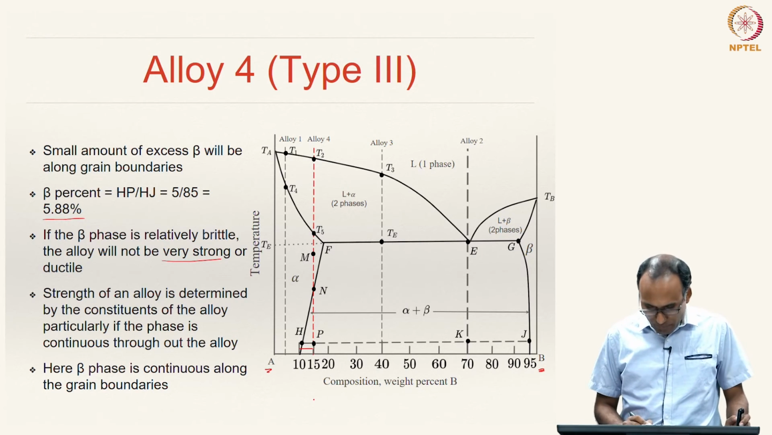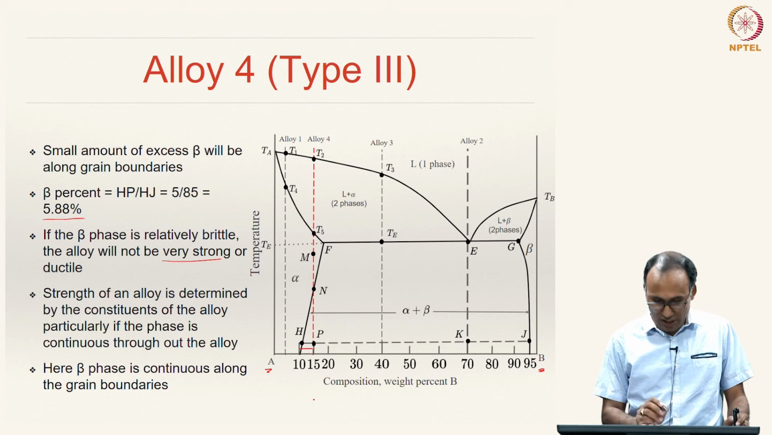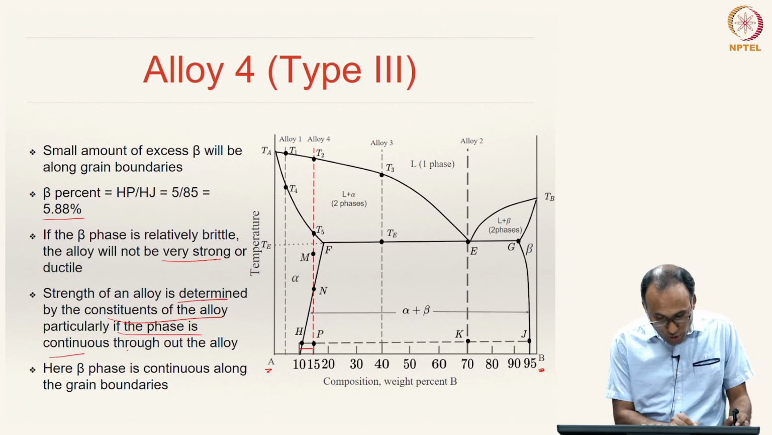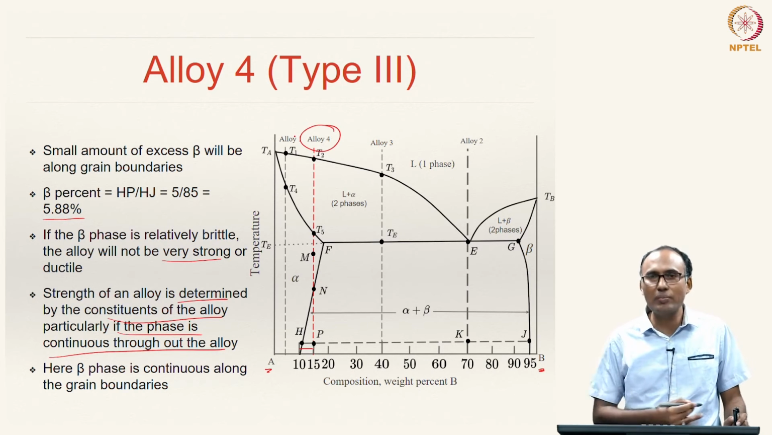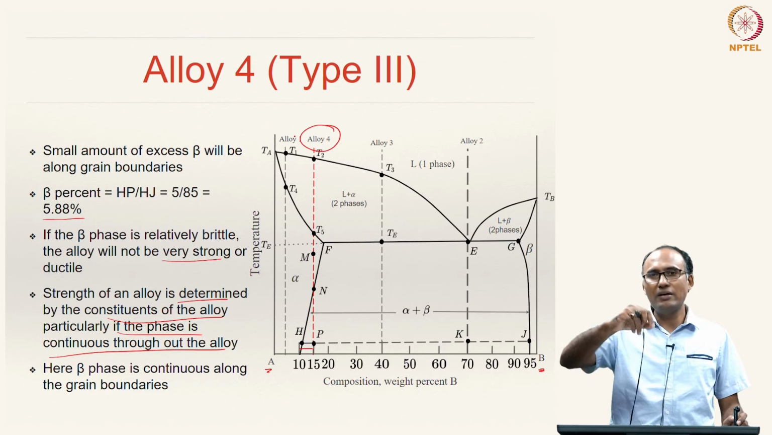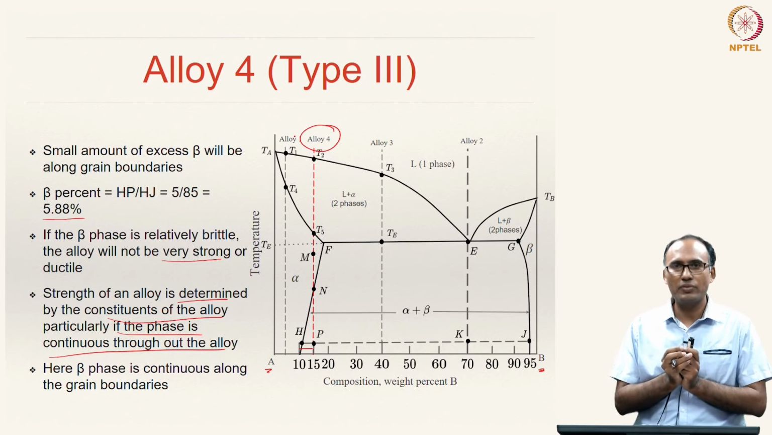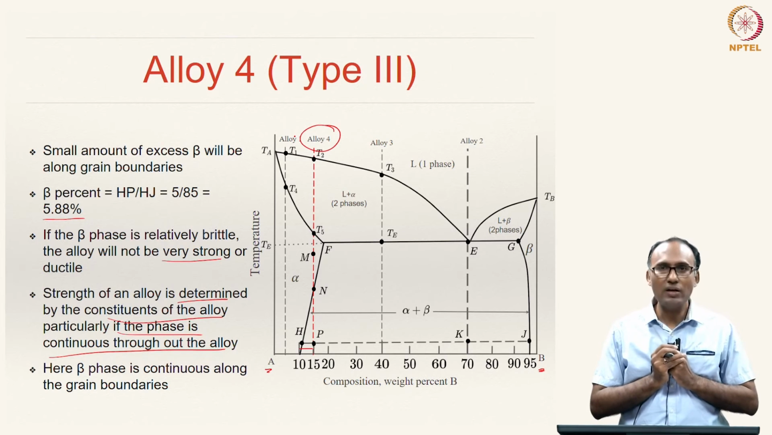And so, from this particular alloy composition we can understand that the microstructure plays a critical role in the strength of an alloy. The strength of an alloy, as we have discussed, is determined by the constituents of the alloy, particularly if a phase is continuous throughout the alloy. That is what happens for alloy 4, because the beta phase will be continuous throughout: the alpha everywhere has additional B, and that B comes out as beta and gets segregated as beta phase, continuously distributed throughout the alloy.